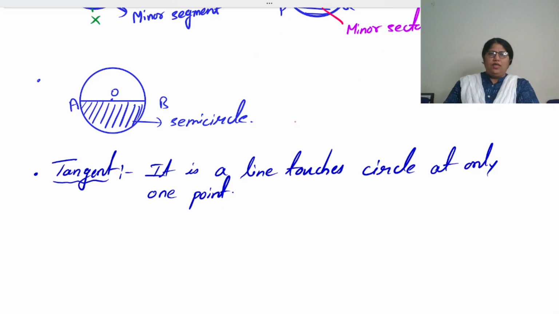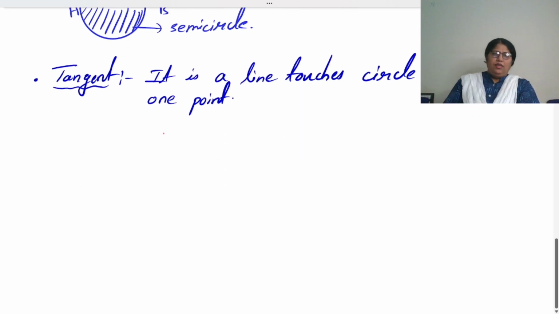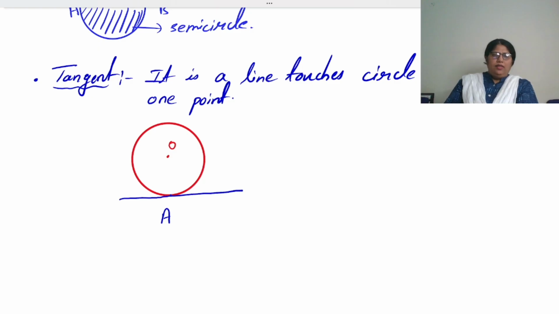So let us draw a circle here. A circle is a collection of infinite points, and this is center O. Now, if I take any point A on the circle, for a line touching the circle at A, there will be only one possibility, right? See here, this is a line.